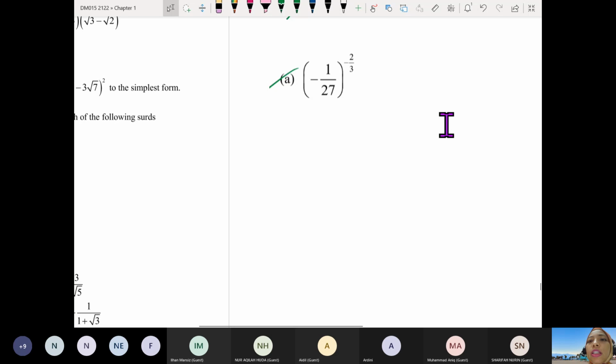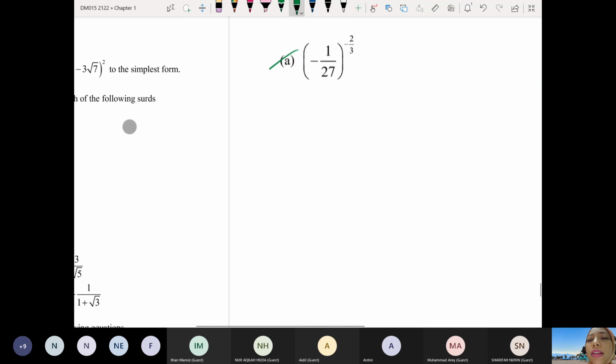Okay. All right. First of all, before we go further, let's recall a bit apa yang terjadi. Okay, so A to the power of negative 1 is basically 1 over A. Okay? Boleh? Okay. So this is basically, kalaulah ini ada negatif, ini bermaksud dia adalah 1 over negative 1 over 27 to the power of 2 over 3. Betul tak? Betul. Okay.